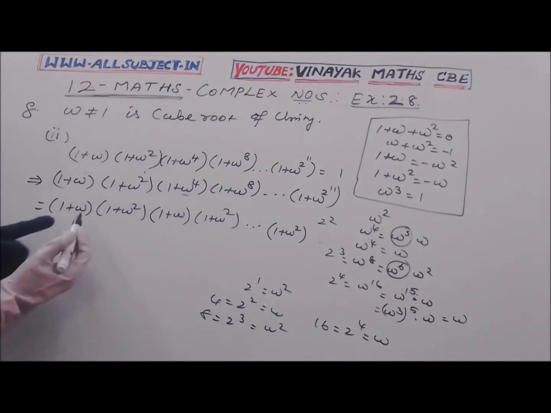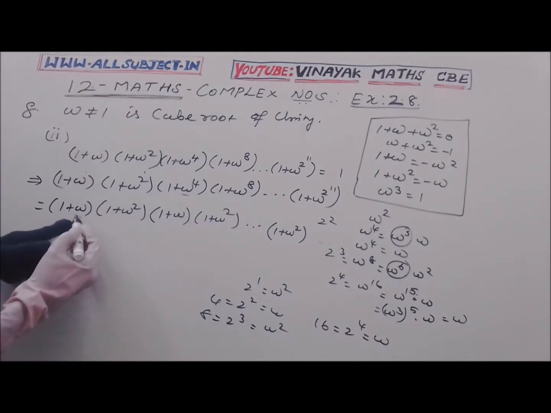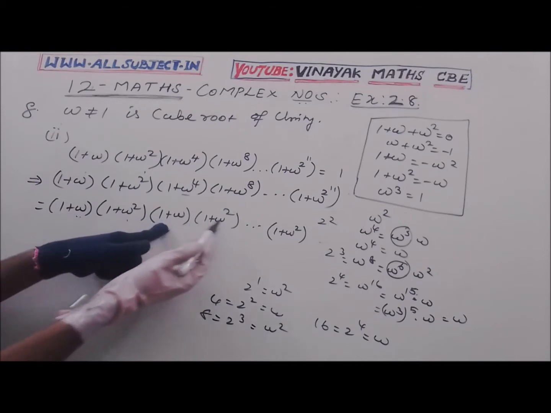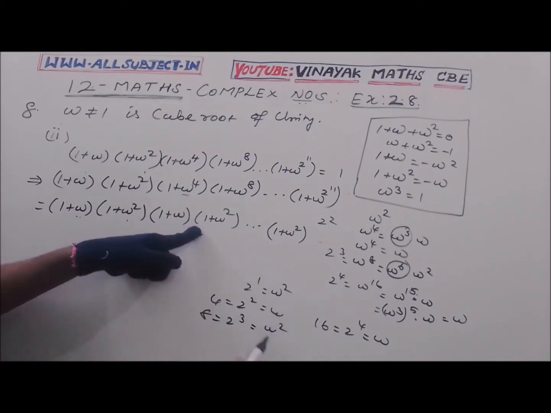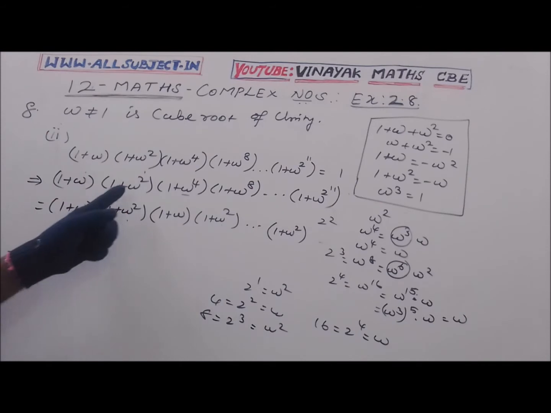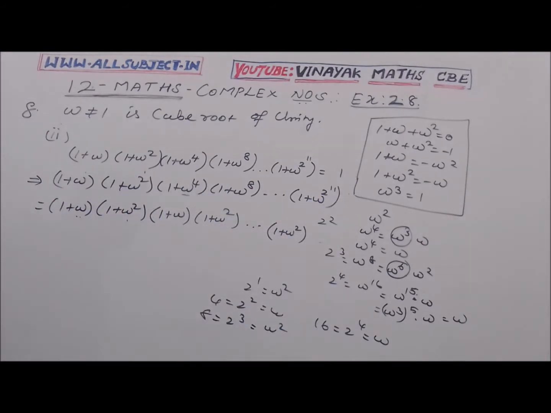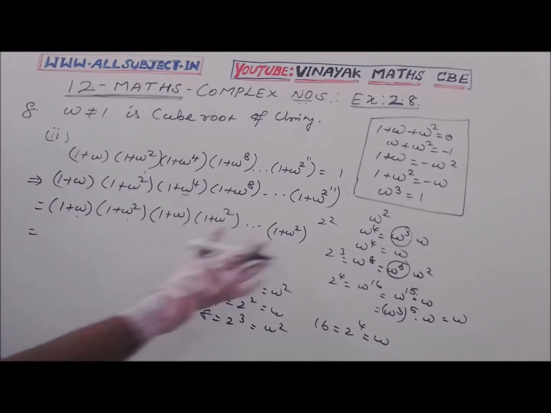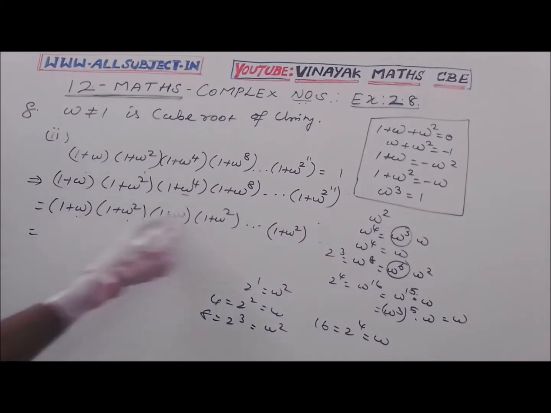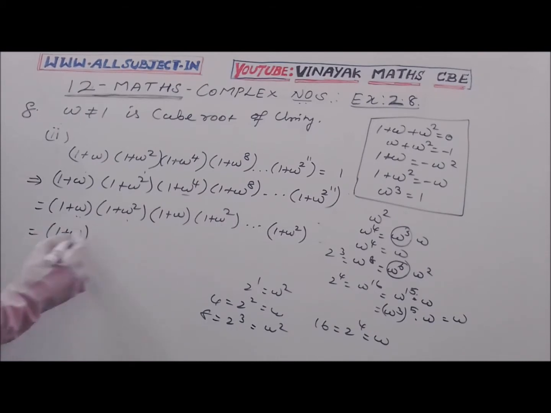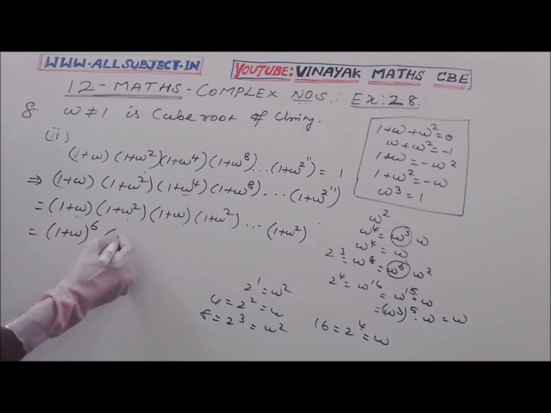Look here, the first term is 1 plus omega square, again we have omega square, and similarly we will get omega square. So substituting omega square, omega power 4, omega power 8, etc., omega power 2 power 11, the terms 1 plus omega and 1 plus omega square are repeated 6 times. So totally, listen carefully here, there are 6 terms of 1 plus omega and 6 terms of 1 plus omega square.